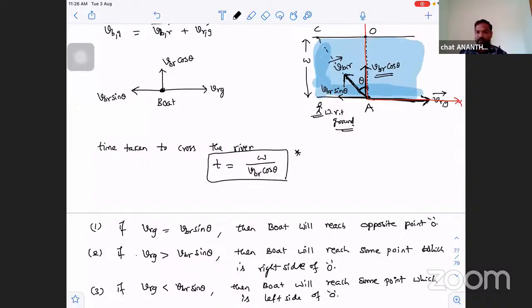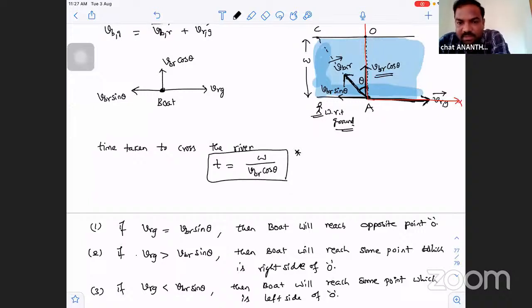Okay, all of you wrote down. See, if theta is the angle maintained, then the time is W by VBR cos theta. In all cases, theta won't be the same. If theta were the same, you would get only one case. As theta changes, you get three cases: equal, less, and more.